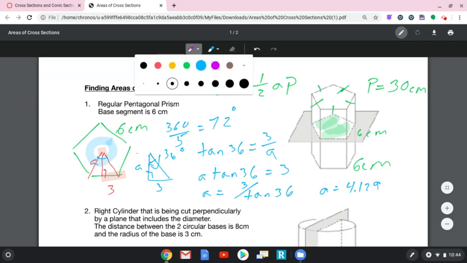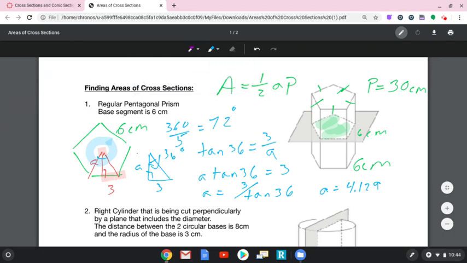So now go back. What is my area going to be? Well, your area is going to be 1/2 that 4.129 times that 30, which is our perimeter. So if I put that in my calculator, the area will be approximately 61.937, and it's centimeters squared. That would be my area for the cross section of this regular pentagonal prism.